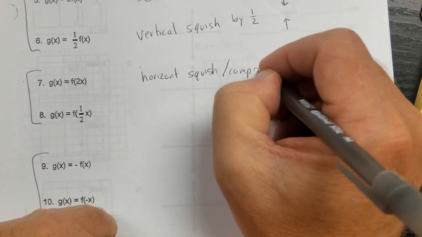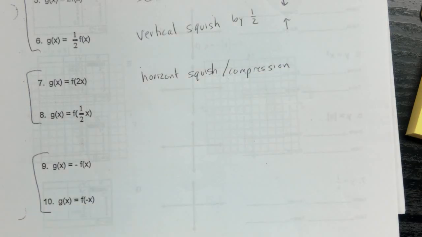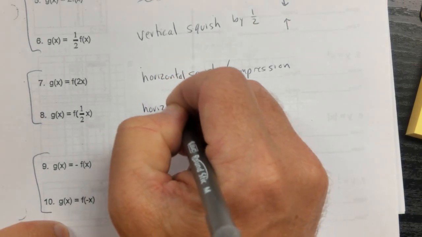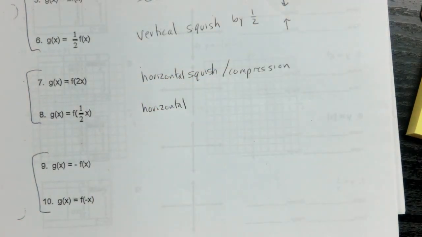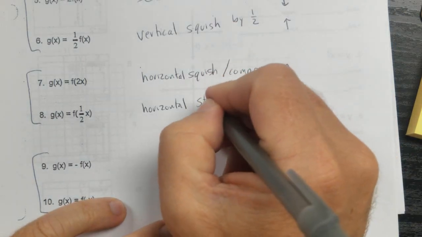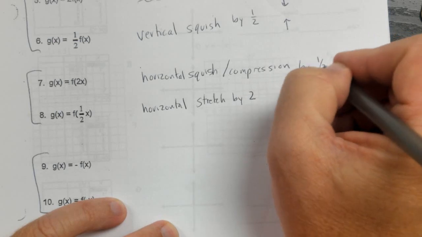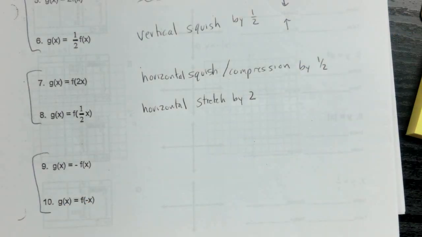The right word, I guess, would be compression, the fancier word, but squish is just as well. And a 1/2, again, this feels weird. It doesn't feel weird that it's horizontal, right? It's in the x, so it makes sense that it's horizontal. But instead of squishing it horizontally, it actually stretches it horizontally. X stuff always just feels backwards.